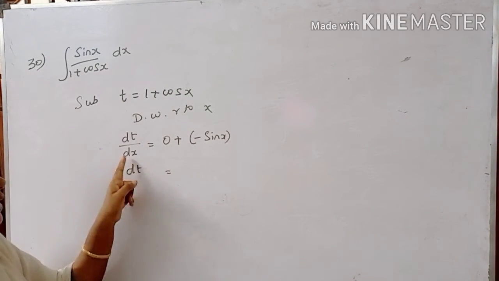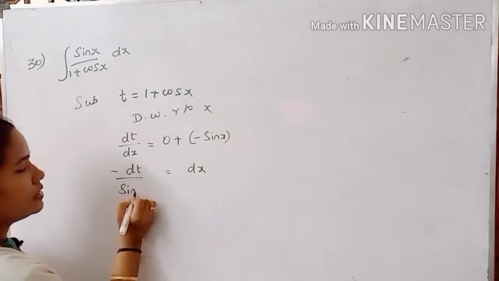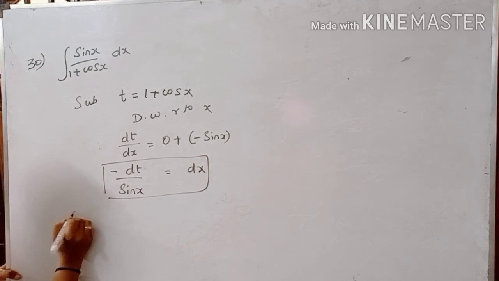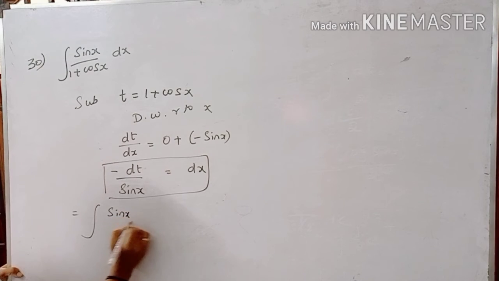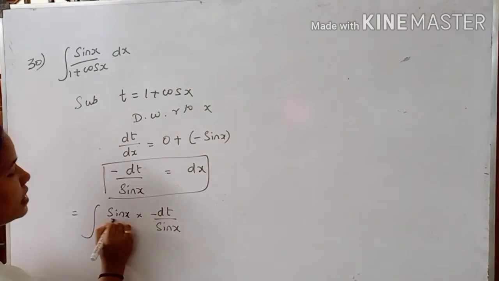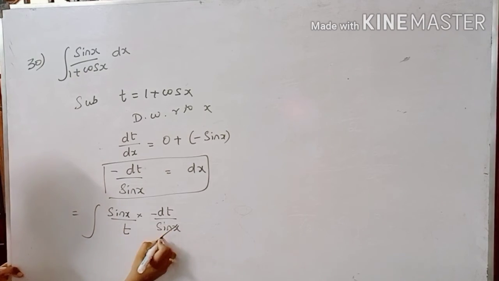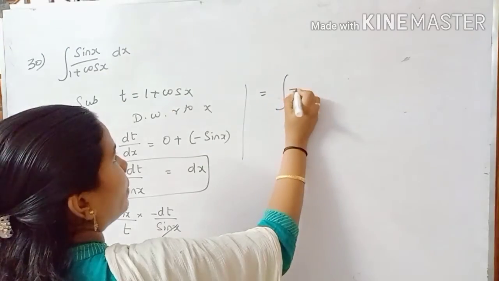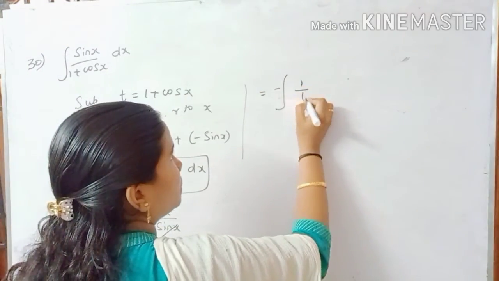So I have to get the value of dx. So dx is equal to minus dt divided by sin x. So we obtain the value of dx. Let us substitute in the question. Integral sin x into dx value, minus dt divided by sin x, divided by 1 plus cos x, and 1 plus cos x is t. So sin x will get cancelled and we are left with integral minus, we can keep the minus outside, 1 by t dt.